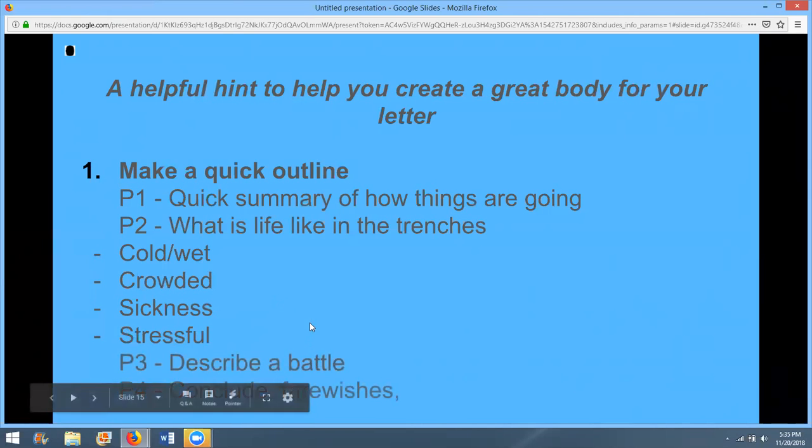Part of the assignment, you had to describe a battle. Do the same thing. Just 4 keywords. What am I going to write about? Maybe how many people died. Maybe what time of the day it was. Maybe you can explain the bombardment. So you just make a quick outline.